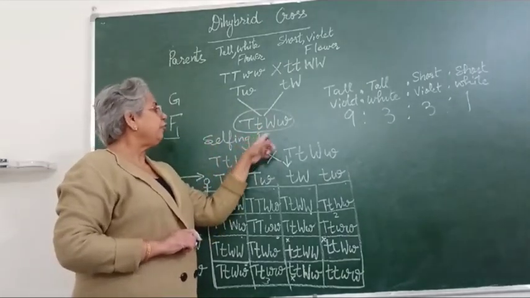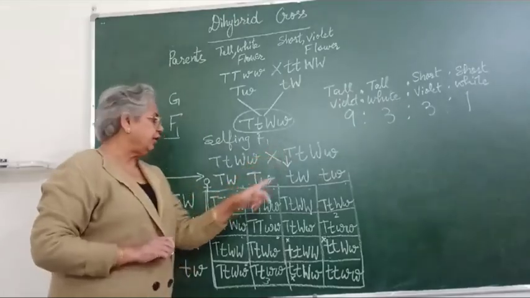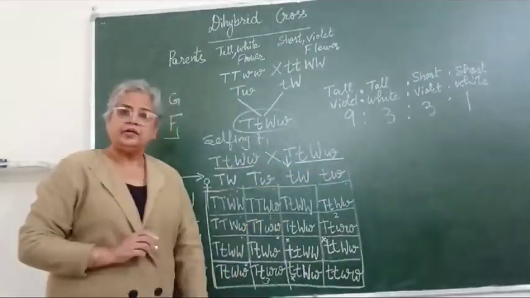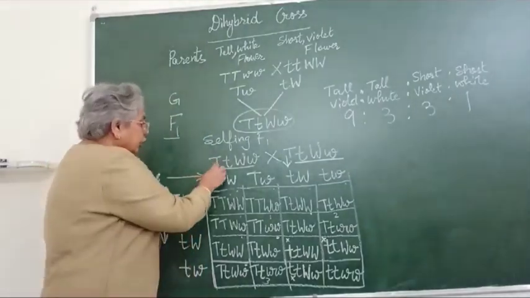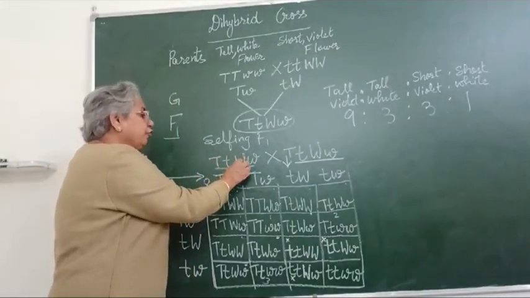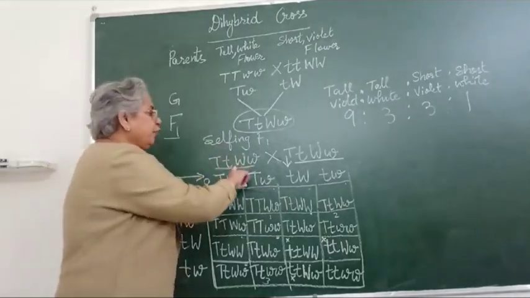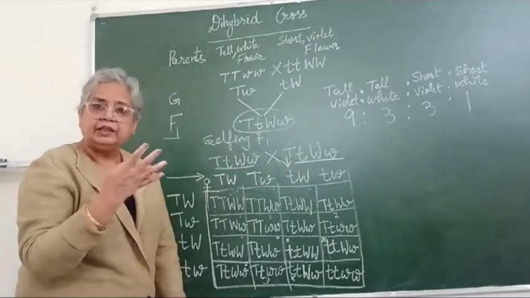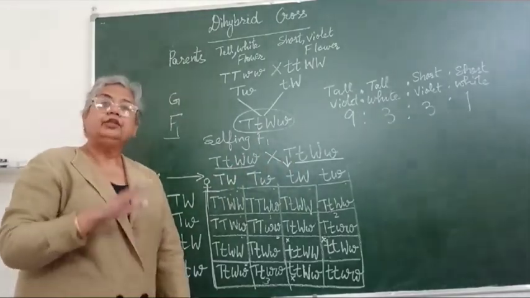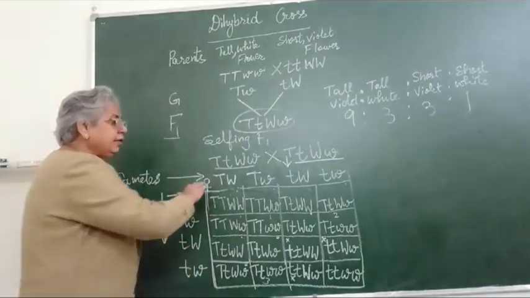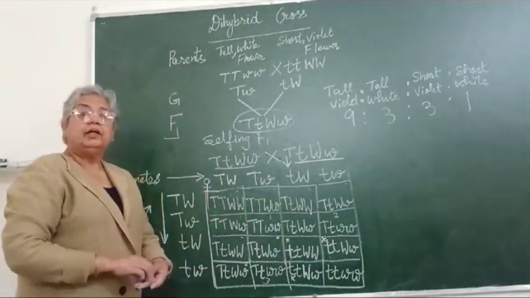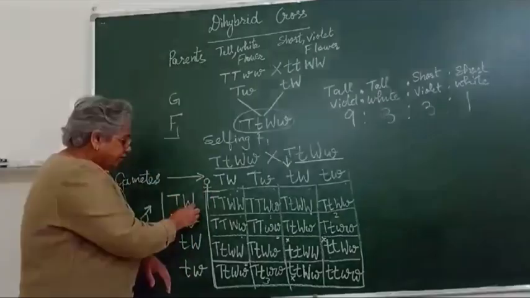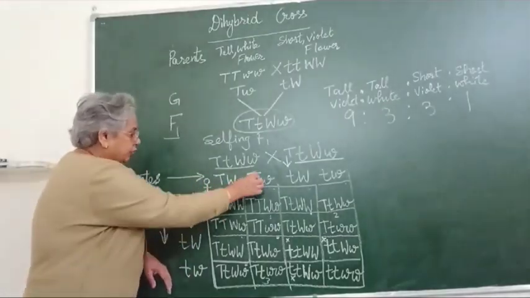Now when we do selfing of this F1 generation, we have heterozygous parents. Why are the parents heterozygous? Because tall is not pure tall and violet is not pure violet in both the parents. So we are getting 4 different combinations in the gamete formation, which are similar in male gamete as well as in female gamete. Now how do we cross? You don't have to do anything very difficult. Simply take this and go on combining with this.